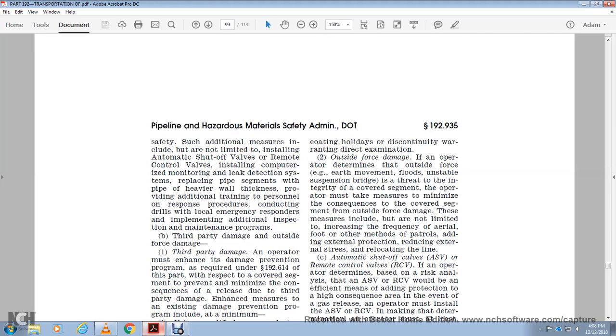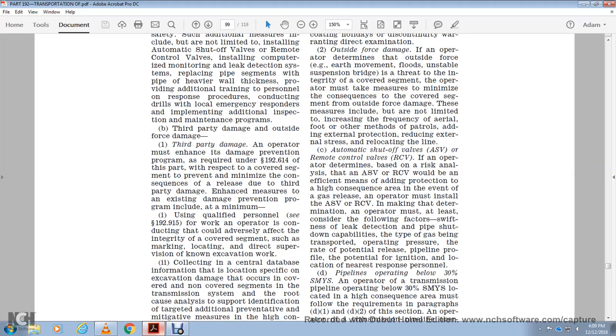Third-party damage. The operator may handle the damage prevention program required within 192.614 with this part with respect to the covered segment, to minimize the consequence of the release from third-party damage, in addition to the existing damage prevention program, including using qualified personnel.